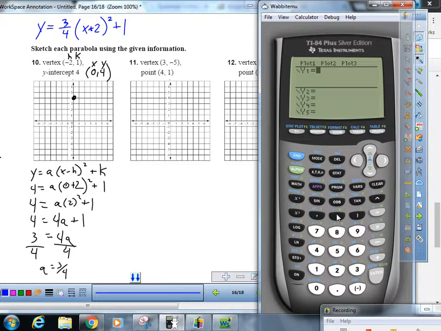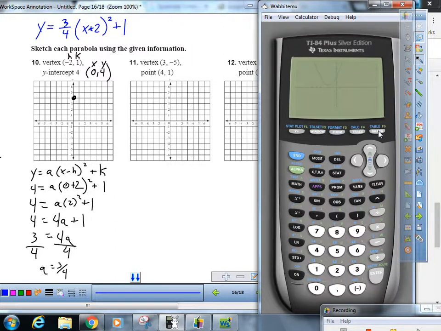Y equals parentheses 3 divided by 4. You see how I did that? 3/4 times another parentheses x plus 2, close it, squared plus 1. Graph it. Nice. I can do that. Notice it has gone up 1 and left 2. We expected that. Let's go to the table to get some points.